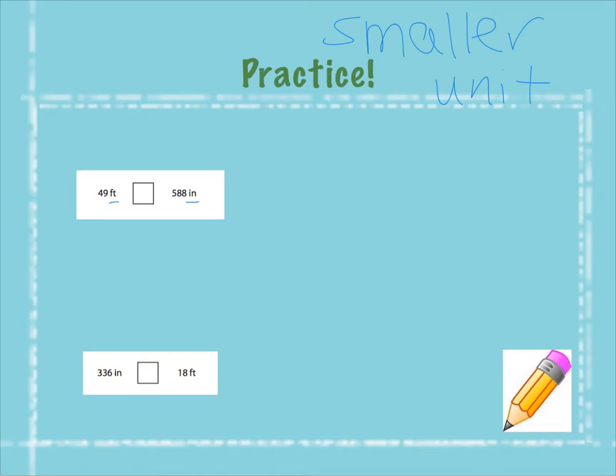So what I mean by that is, I would take this 49 feet and I would convert that into inches because I know inches are smaller. So I'll take 49 feet and I'll say how many inches is that? And so I know that 1 foot equals 12 inches. So in order to figure that out, I'm going bigger to smaller. I have to multiply 49 times 12.